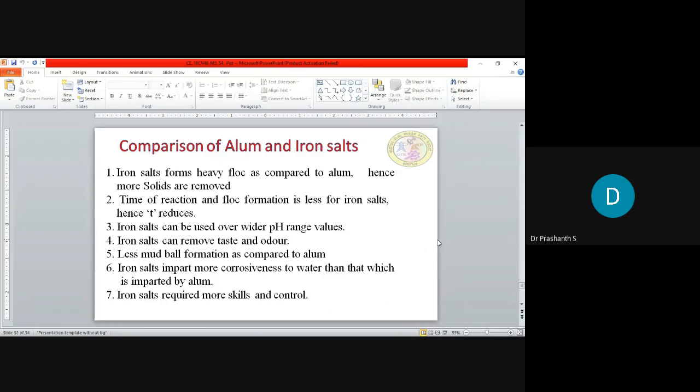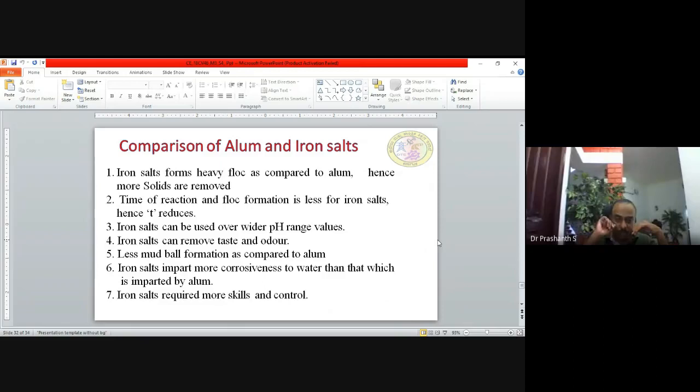So the first advantage of iron salts is heavier flock, heavier weight. The second is that the time taken for chemical reactions is very less. And it can be used over a wider range of pH values. And it removes very fine particles which give odor and color to the water. So it removes taste also, it removes odor also. Whereas in the case of iron salts, the mud ball formation because of the mud present in the water is very less as compared to alum. If you use alum, you are going to get a lot of mud ball formation.